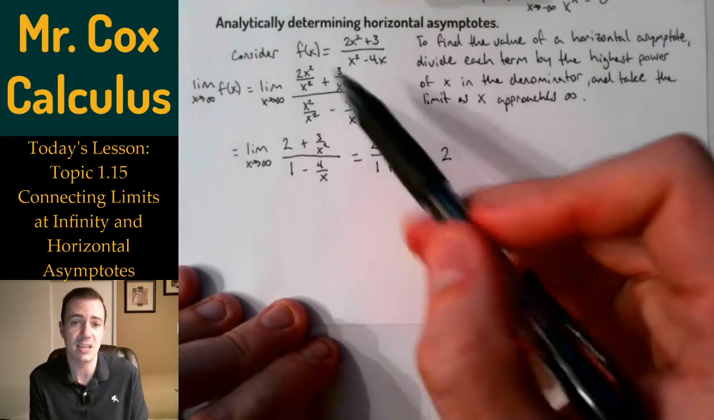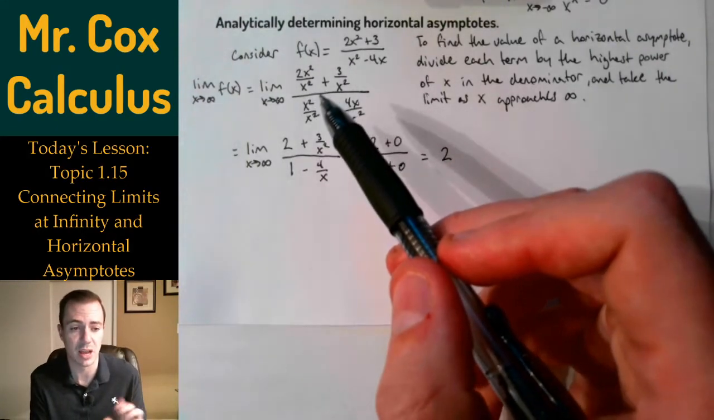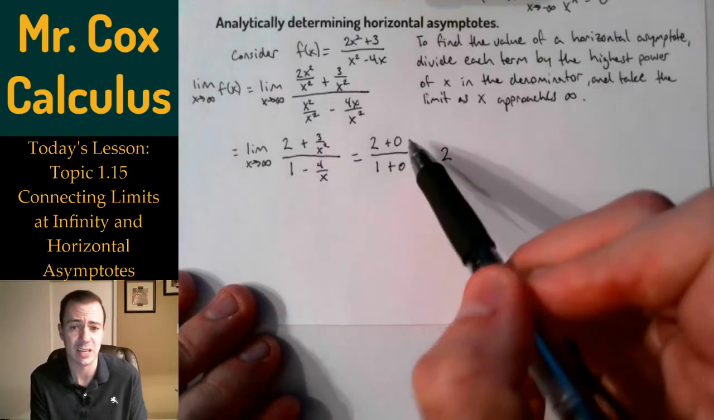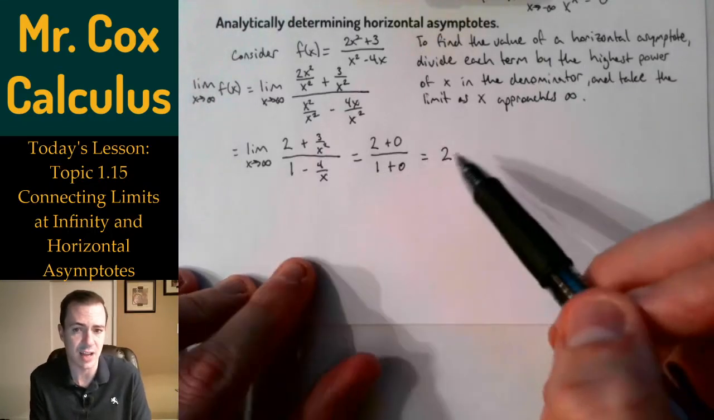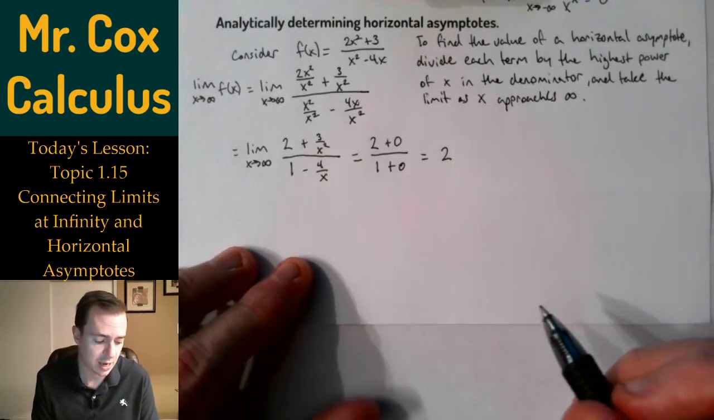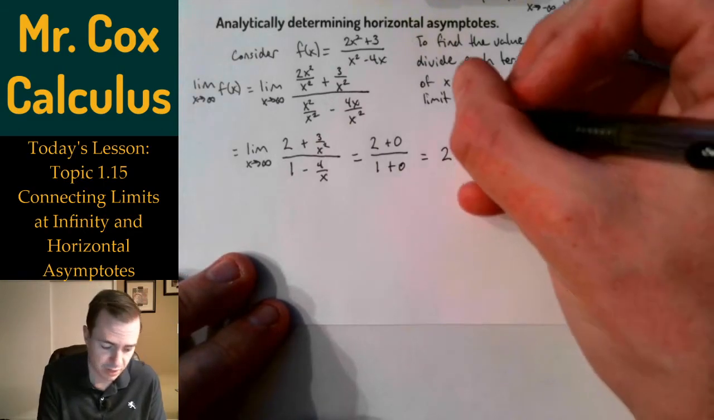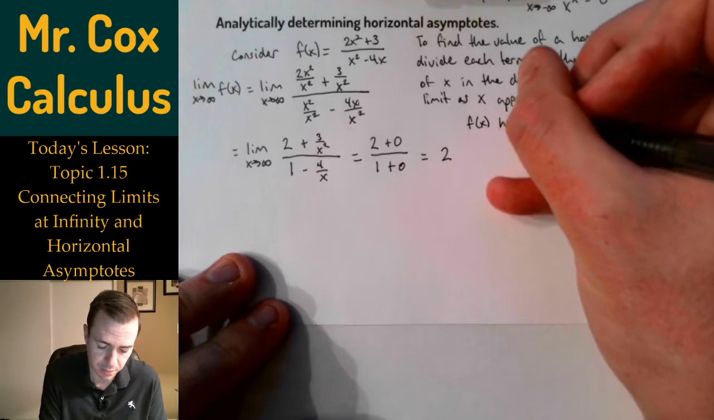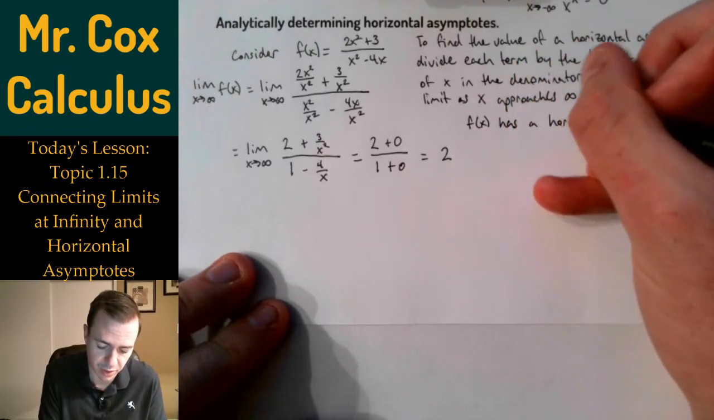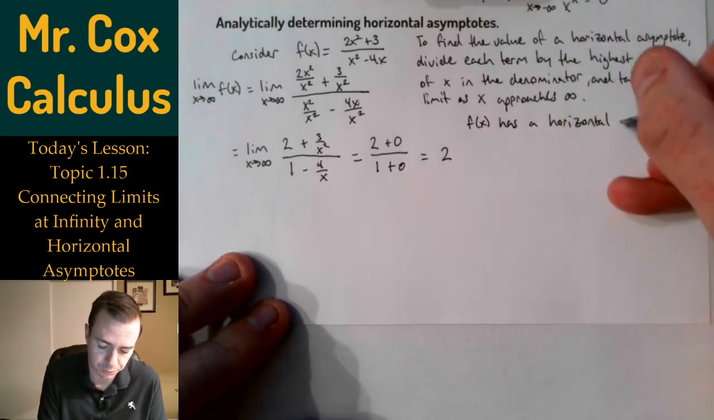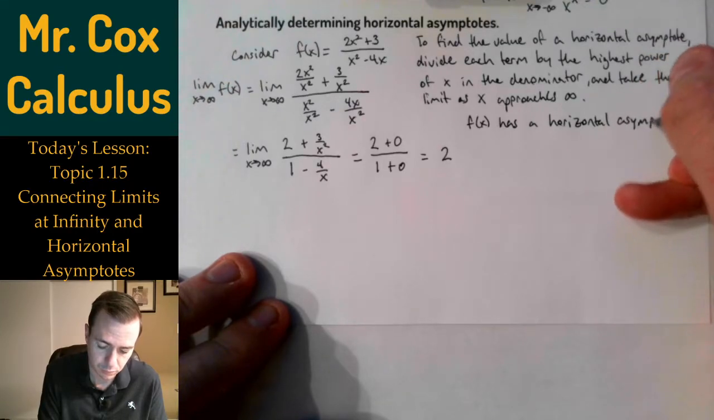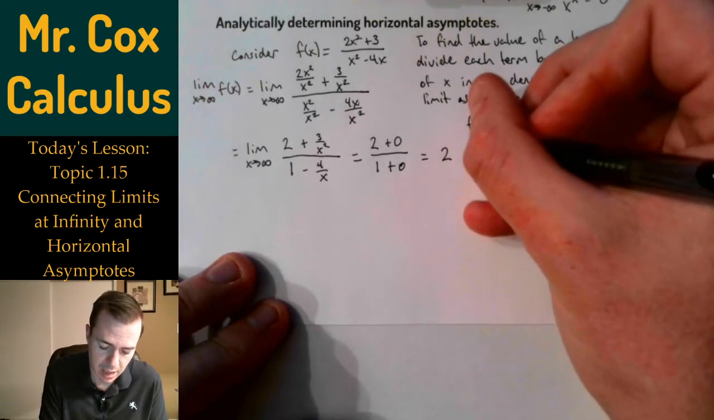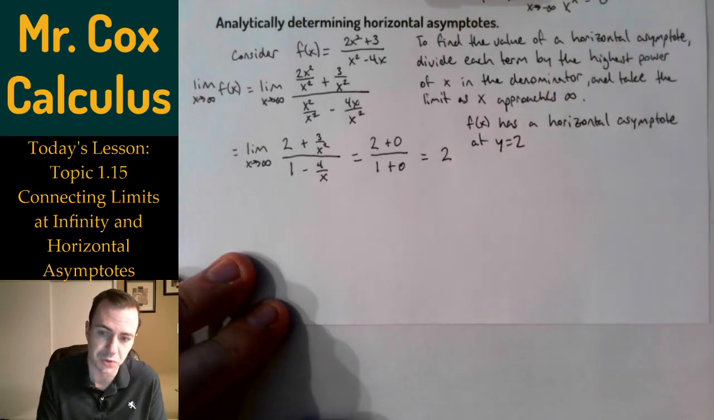And you can see that this trick, even though it made it look ugly at first, it actually created a very easy evaluation of this limit to say that it equals 2. So I can now say f of x has a horizontal asymptote at the line y equals 2.